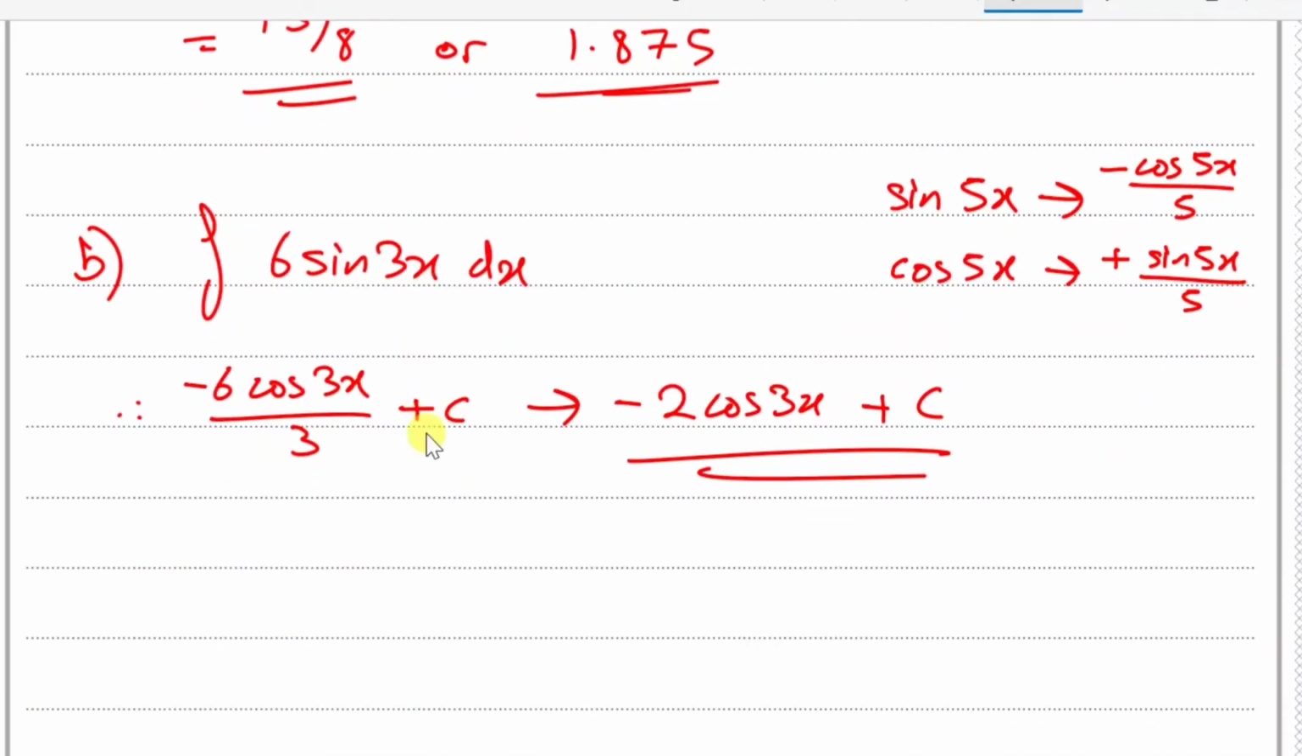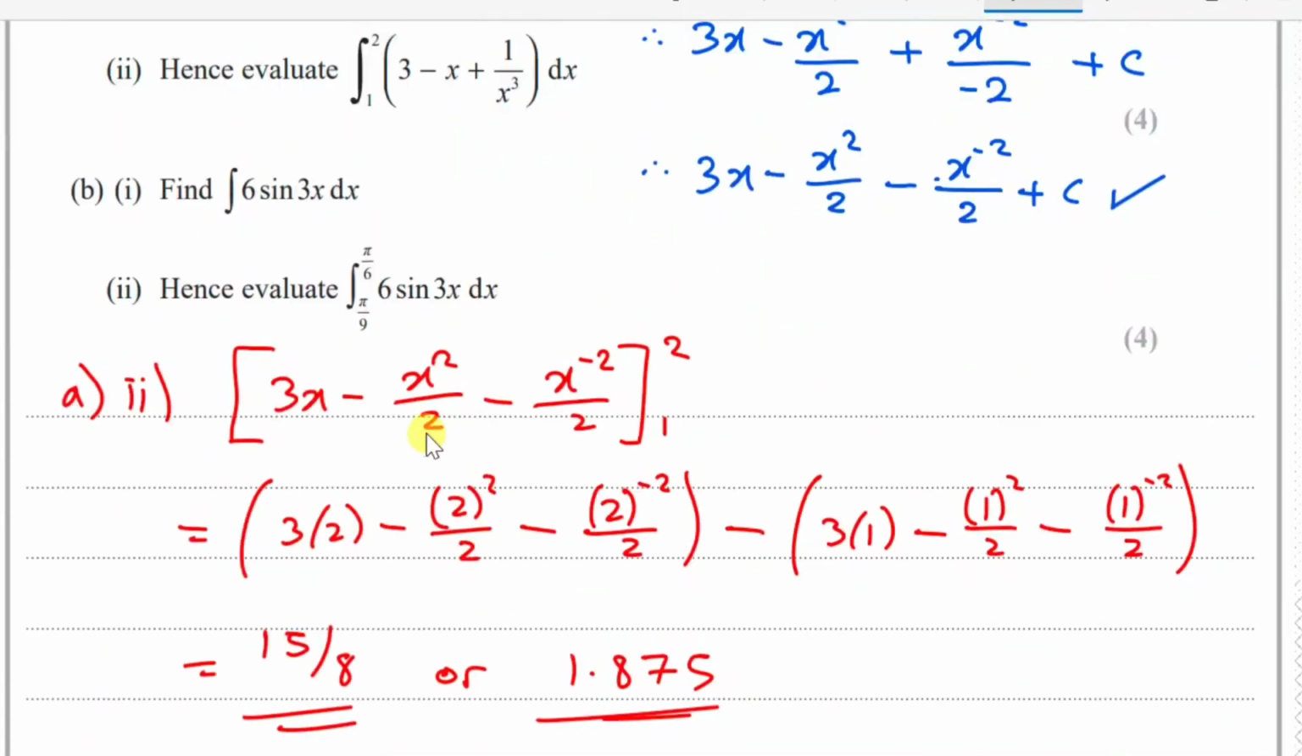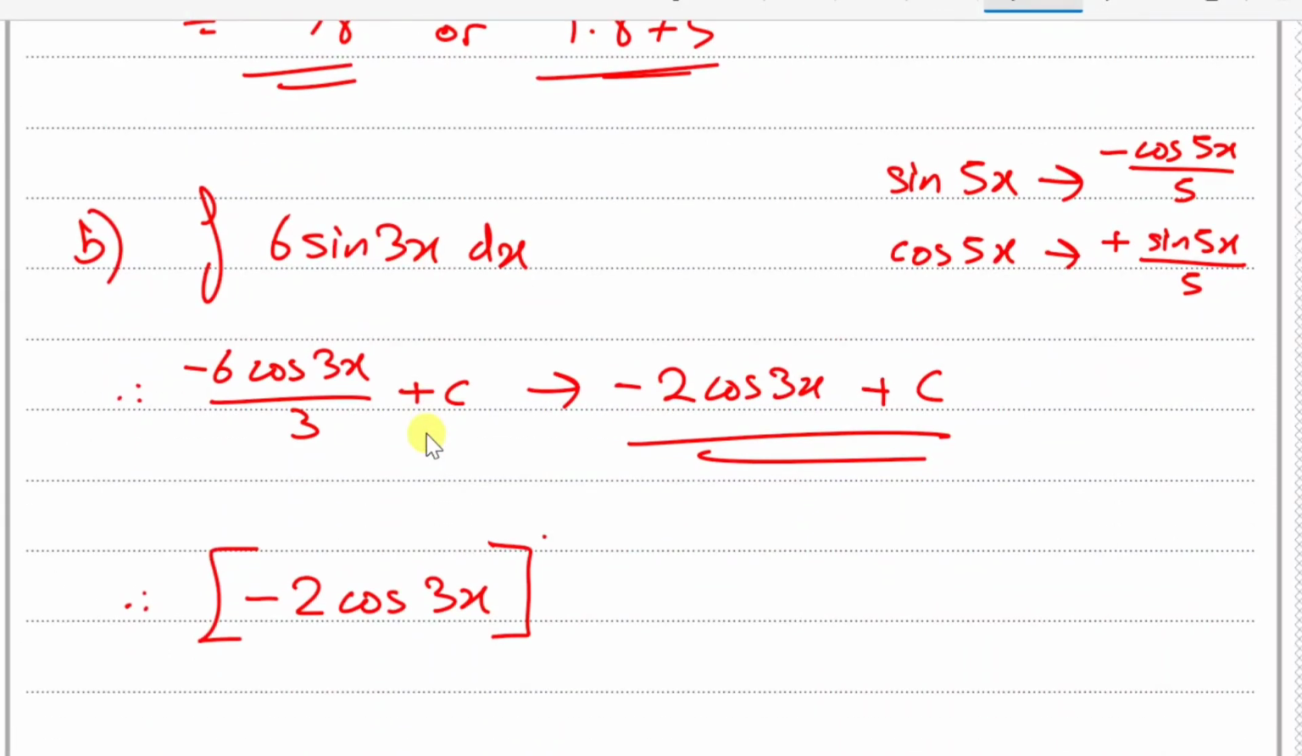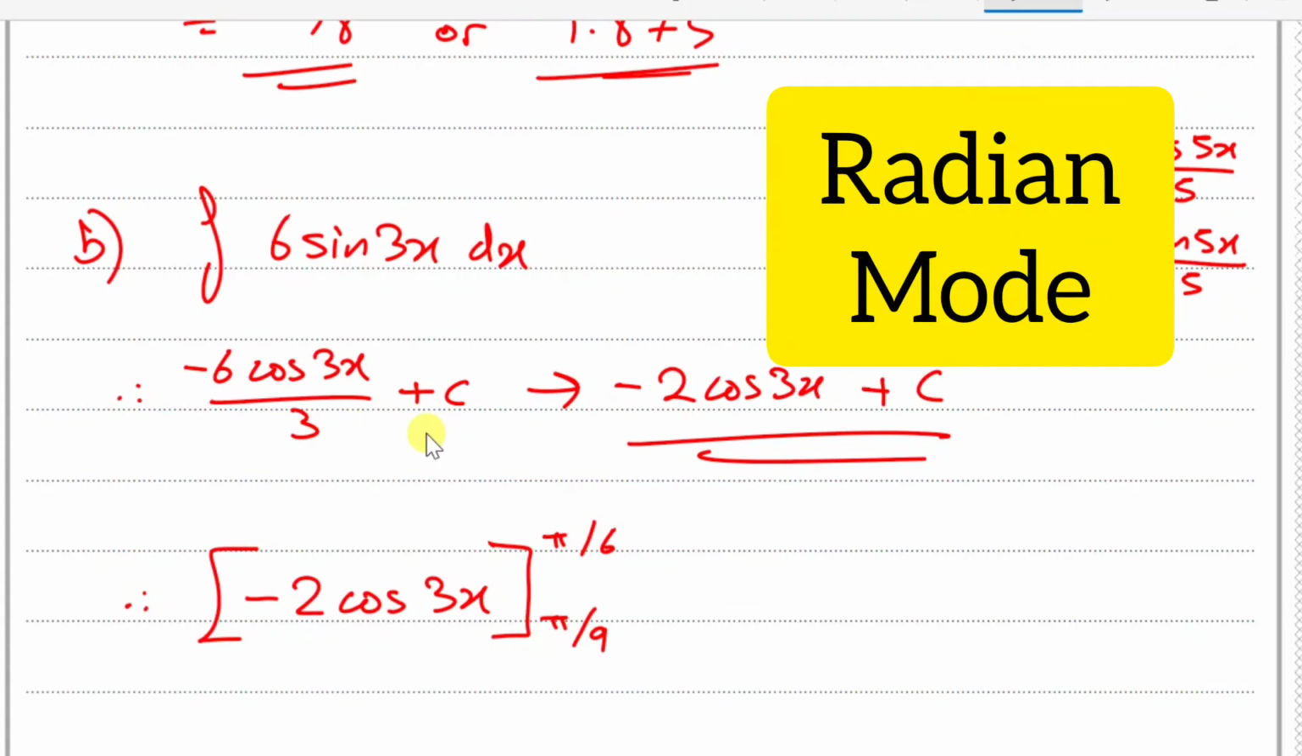Okay, let's try it out. So we're going to now put a big bracket, put minus 2 cos 3x. And the limits, as usual, would be pi over 6 to pi over 9. So what this means is that your calculator should be set to radian mode. So please put on radian mode.